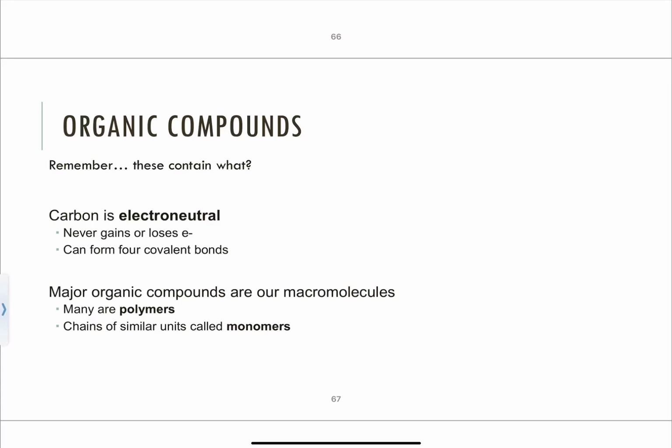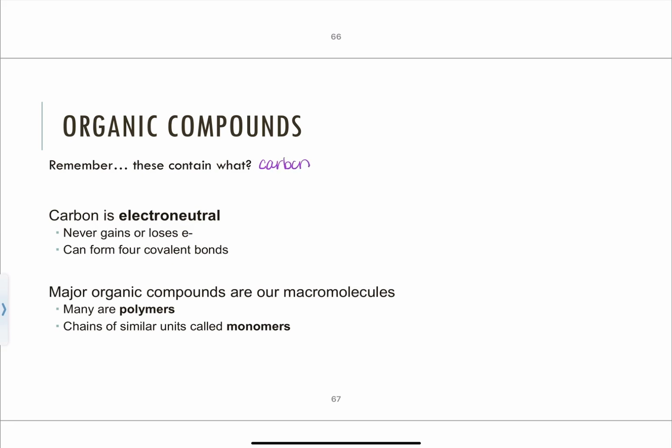Okay, so now moving on to section 7 of chapter 2, we're going to talk a little bit more about our macromolecules and how we either break them down or build them up. So, when we talk about our macromolecules, we're talking about organic compounds because remember, organic compounds contain carbon.